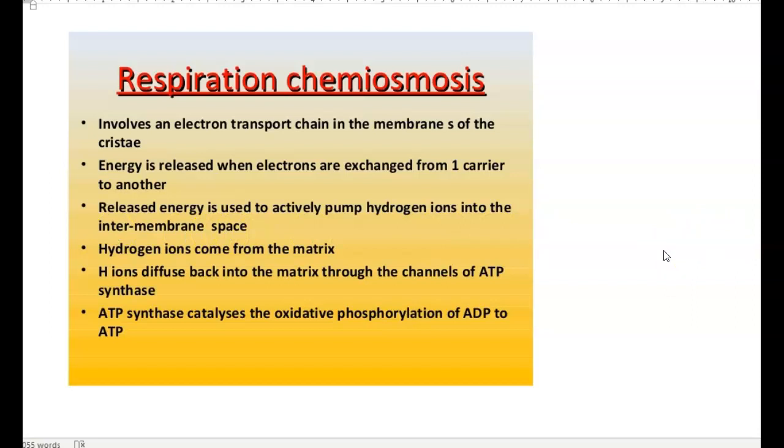In photosynthesis, it goes in the thylakoid space. Here it's in the intermembrane space. Remember, the mitochondria has 2 membranes. Hydrogen ions are going to come from the matrix. They're going to diffuse back into the matrix through the channels of ATP synthase.